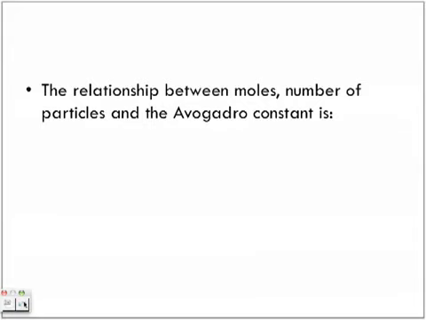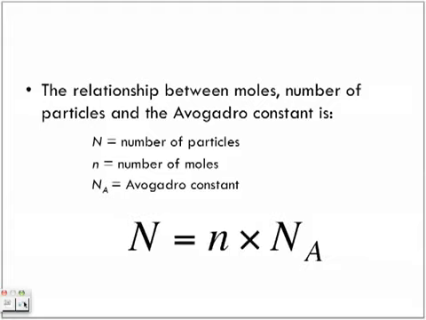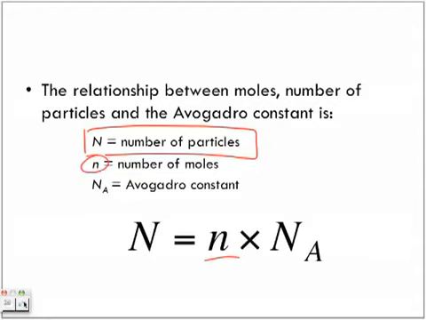The relationship between moles, number of particles, and the Avogadro constant is as follows. We're going to use the following letters. Capital N, number of particles. Lowercase n, number of moles. As we said already, the N with the subscript A represents the Avogadro constant. That's 6.02 times 10 to the power of 23. And there is the formula that we use. And this is only to find the number of particles. Which means if we wanted to find the number of moles, we'd have to isolate for number of moles by moving this over to that side of the equal sign.